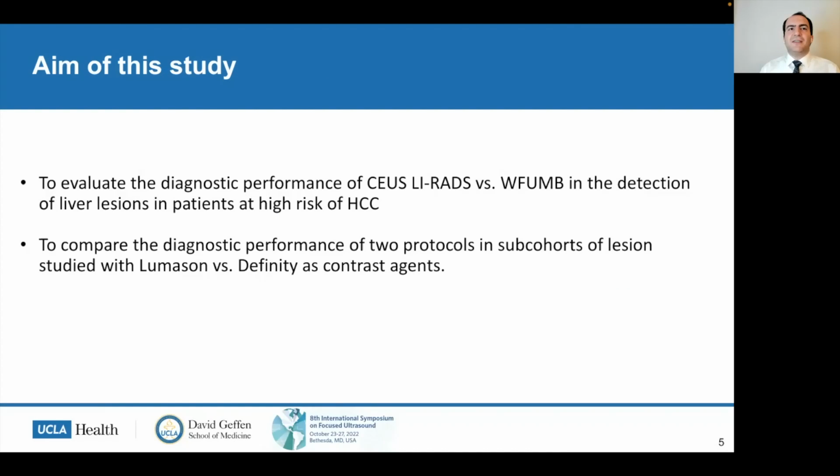The aim of this study is evaluation of the diagnostic performance of CEUS-LI-RADS versus WFUMB in the detection of liver lesions in patients at high risk of HCC. In addition, we compared the diagnostic performance of the two protocols in subcohorts of lesions studied with Lumason versus Definity as contrast agents.